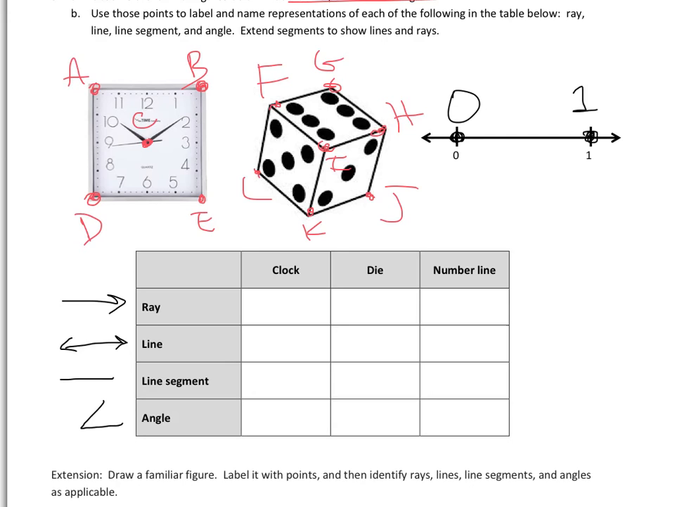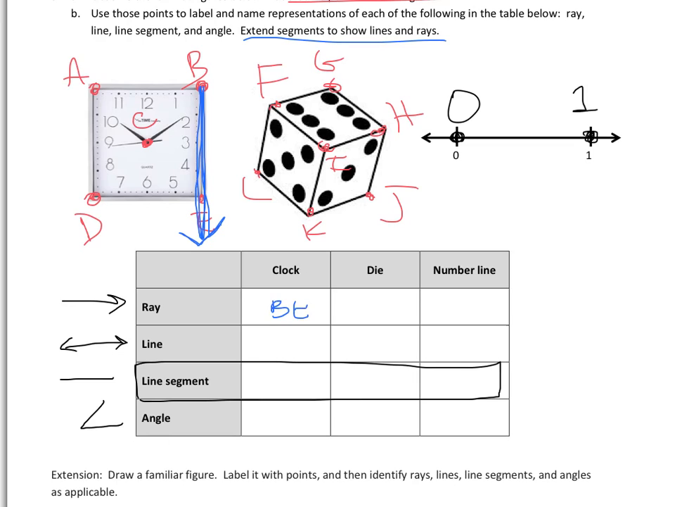Well, you can see the line segments are all pretty easy on all of them because they're all built out of line segments. So students should be able to find that easily. A ray, what they are saying to do is extend a segment to show a line in ray. So for instance, I'll show you on the clock, if I extended BE, and I extend this out, I've now created a ray. So I can call it BE and show it as a ray. I could do the same thing on the die. I could extend this line segment, KJ, and call it a ray.